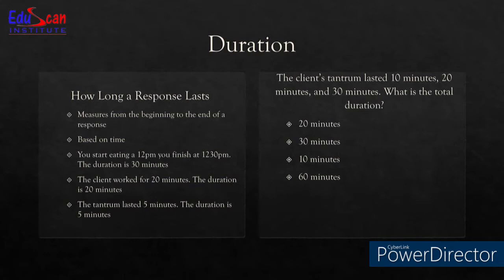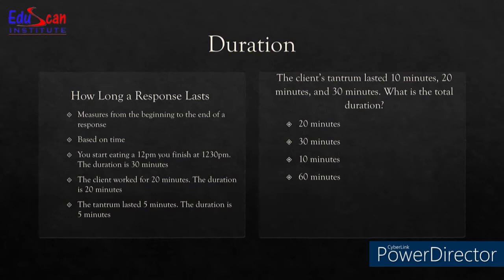So we clearly understand that duration is tracked with a stopwatch or a timer, where we observe the time clear cut from the beginning till the end. Let's see an example. A client's tantrums lasted 10 minutes, 20 minutes, and 30 minutes. What is the total duration? So 10 minutes plus 20 minutes plus 30 minutes makes 60 minutes.